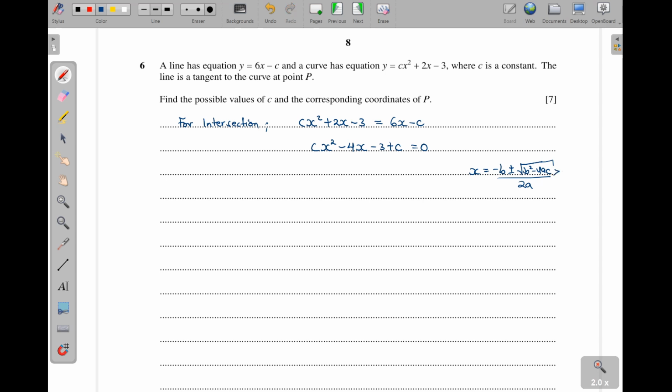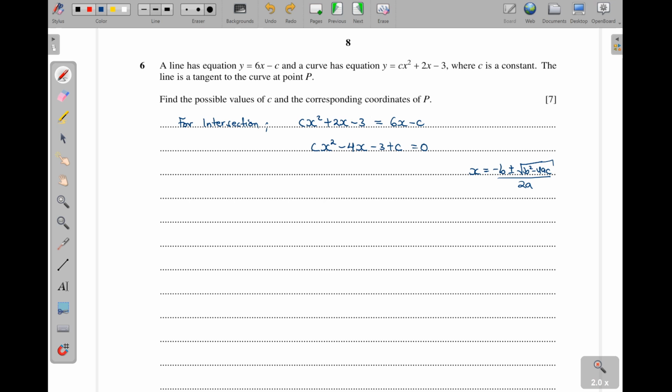Then if this one is greater than 0, you're going to have a value here, so you will consider the plus and then the minus. That means you're going to get 2 points of intersection. Then if this one is less than 0, you're having a square root of a negative, and those are complex roots. You are not going to have an answer here in the real system. So the line and the curve do not intersect.